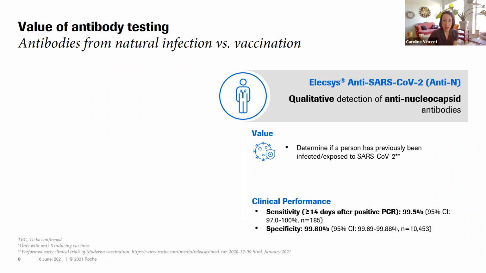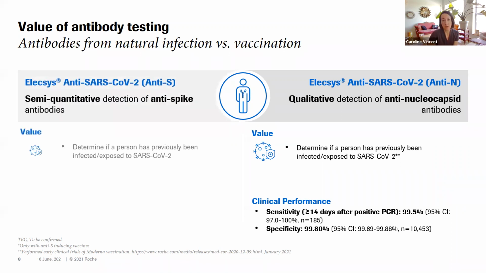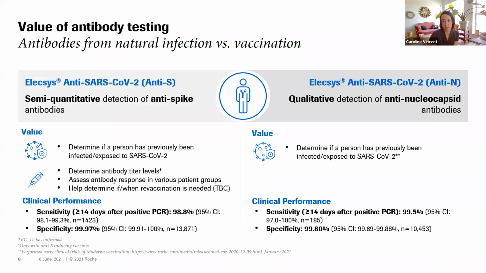The second assay allows the semi-quantitative detection of antibodies that are targeted against the spike protein of the virus. Like the anti-N assay, this assay can also be used to determine if a person was previously exposed to or infected by the virus. But in addition, because the spike protein is the target of the vaccines that are currently used in Canada, this assay will be able to be used to monitor antibody titers following vaccination.